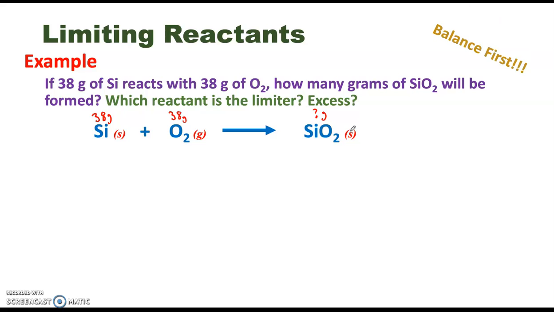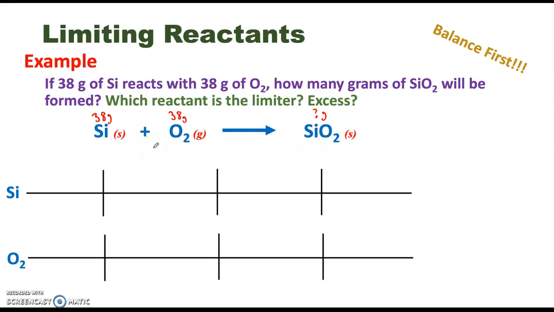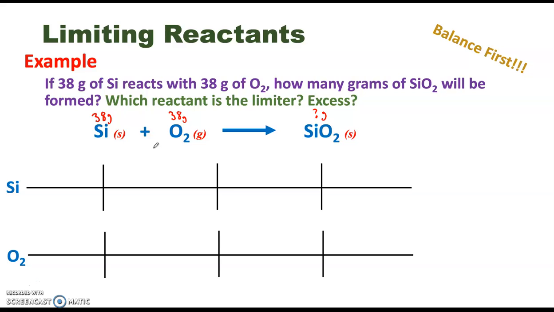So to start this, as always, we balance it first. And it's actually already balanced. Hey, what do you know? That's always convenient. There's 2 oxygen, 1 silicon, 1 silicon. Now, I have to set up 2 ladders for this problem. I have to say, okay, if I start with 38 grams of this, how much would that make of this? If I start out with 38 grams of this, how much would that make of this? So let's set those up, and I'll explain a little bit more how this works.